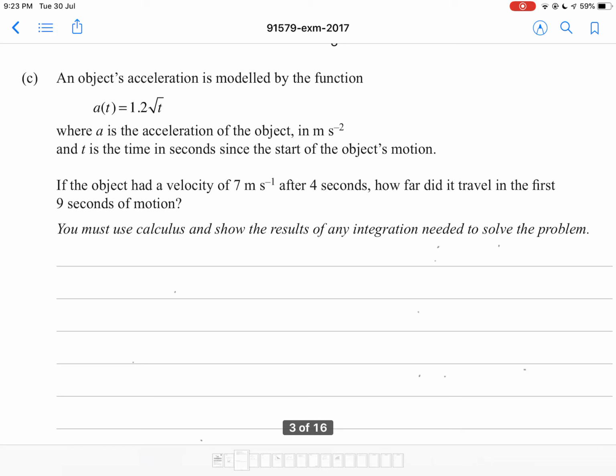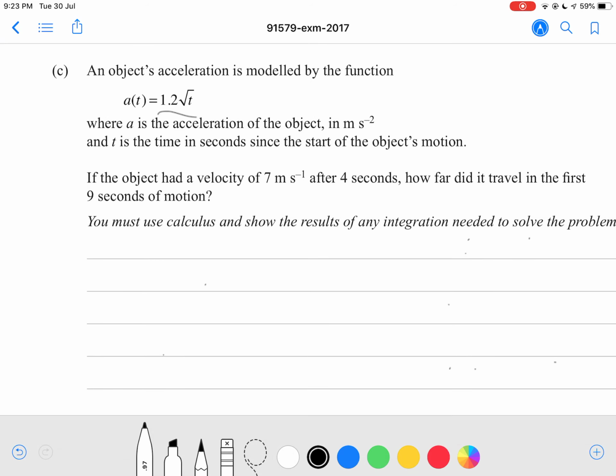Alright, so once again we're coming back to our kinematics. So we need to integrate from acceleration to velocity, okay? So we need to integrate what we have here. We can rewrite this, okay? So once again, we don't like square roots. Square roots are annoying. So we're going to rewrite this as 1.2 times of t to the power of 0.5. So now we can really easily integrate.